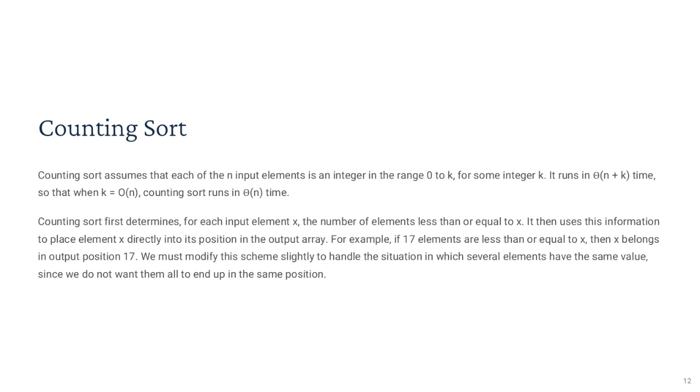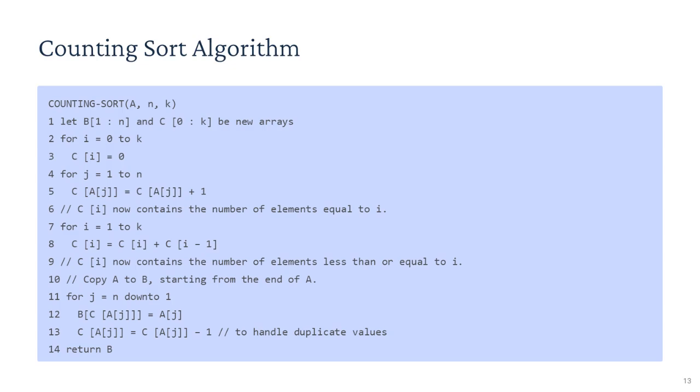This reverse traversal ensures stability, as elements with the same value are placed in the order they appear in the input. The algorithm's overall runtime is Θ(n + k), making it highly efficient when k is not significantly larger than n. Radix sort extends the principles of counting sort to handle multi-digit numbers.